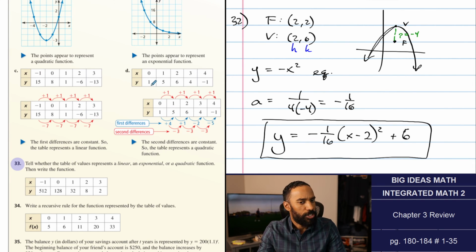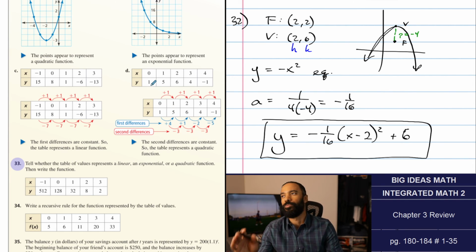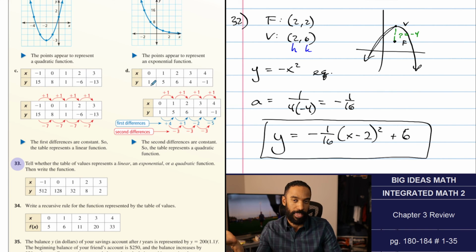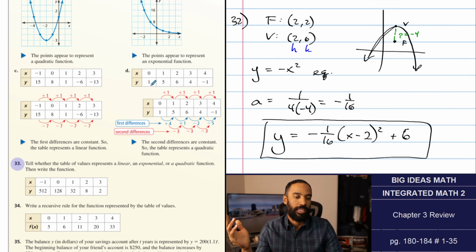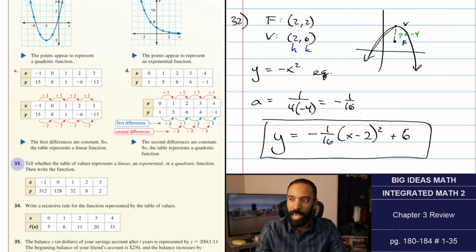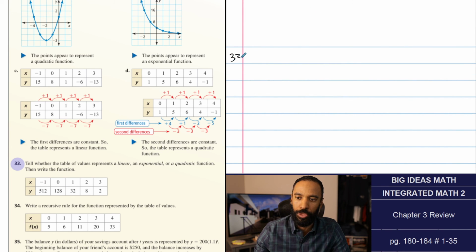What does an exponential function do? It'll have a common ratio. You might be multiplying or dividing by the same number over and over. We like to call it multiplication of the same number over and over. That's what an exponential will do. And that might be what the first question is here. So let's start with question number 33.